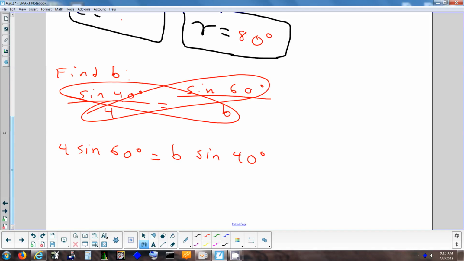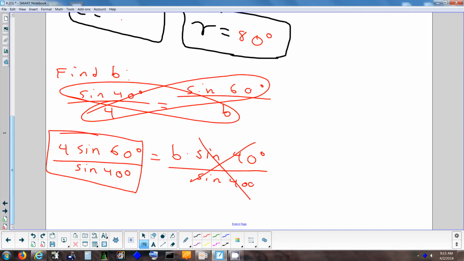Okay. The last step now is to get b by itself. So we're going to move sine 40 to the other side. Ryan, how would I move sine 40 to the other side? Divide by sine 40. Yep. Again, don't even worry about what it is. Just divide each side by it. So sine 40 over sine 40 cancels out. And there is your answer for b. So notice as I did that, I didn't do any rounding. The only rounding I'm going to do in this problem is right now, the very last step.